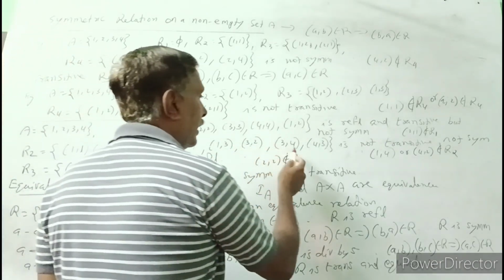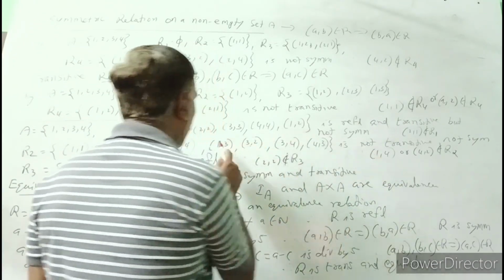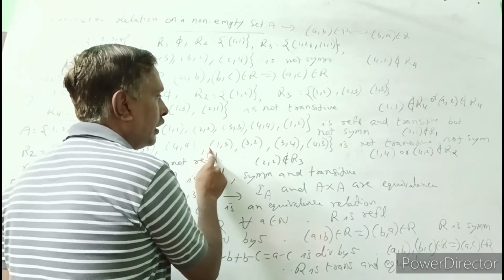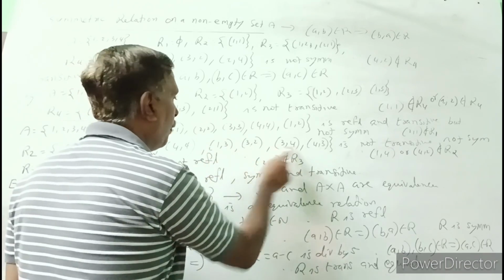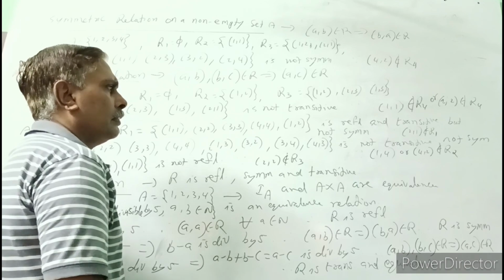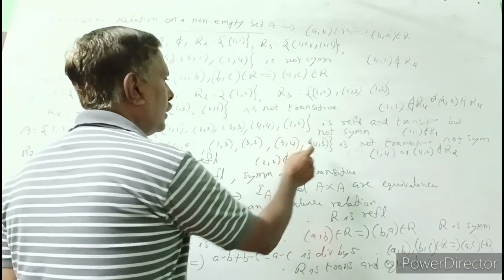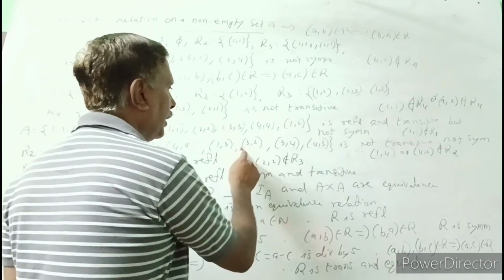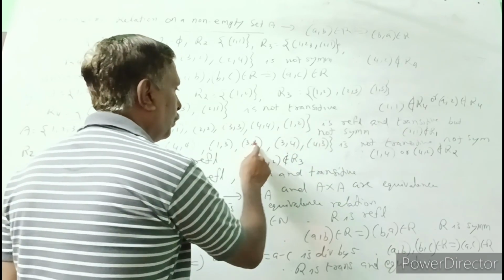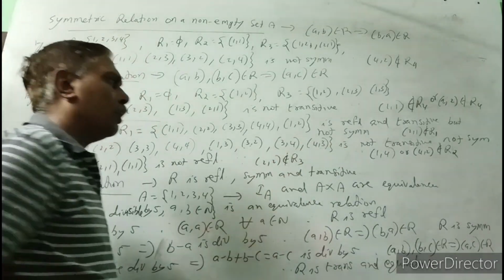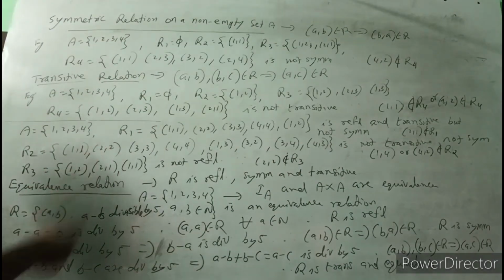You may see that (1, 4) is also not there. You can see the reason: (1, 3), (3, 4), so (1, 4) is also not there. Any one of the examples shows it. You can see another one: (4, 3) is there, and (3, 2). 4 is related to 3, 3 is related to 2, so (4, 2) is also not present. So it is not transitive, but it is reflexive.